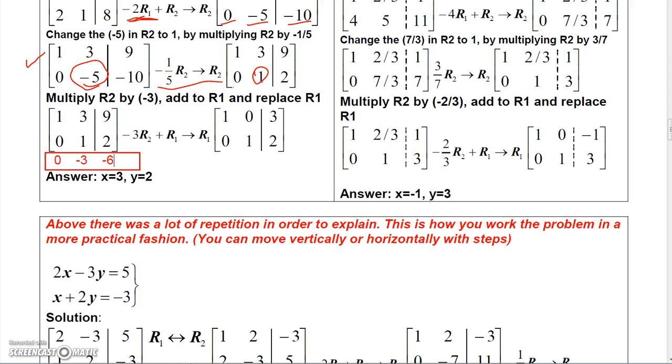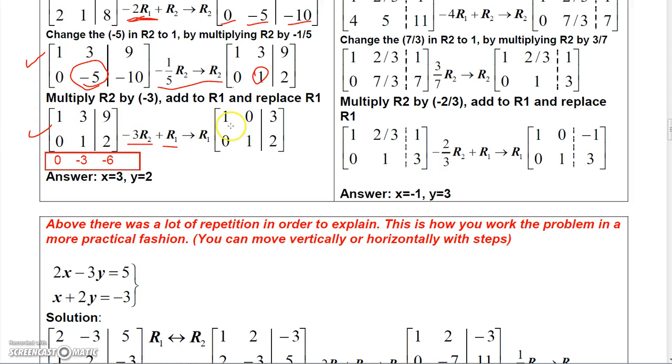So here you can see that I've copied down the matrix again from the step above, and I want to eliminate this 3. So I can use this 1 here by multiplying this 1 by -3. So if I multiply by -3 and add it to row 1, that'll cancel the 3. So if I multiply everything in this row by -3, I'm going to get 0. 1 times -3 is -3. 2 times -3 is -6. And now I will add these to row 1.